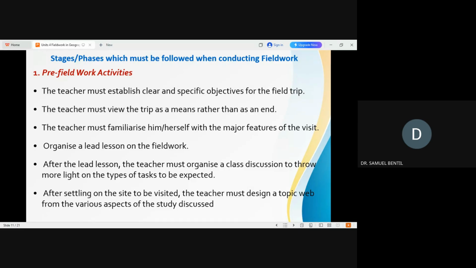an end in itself. So, whenever you are conducting an activity of this nature, there are a whole lot of responsibilities that must be done by the facilitator or the teacher. And some of these things can also be done together with the students. This is when you want to do a good fieldwork activity. Very, very important.